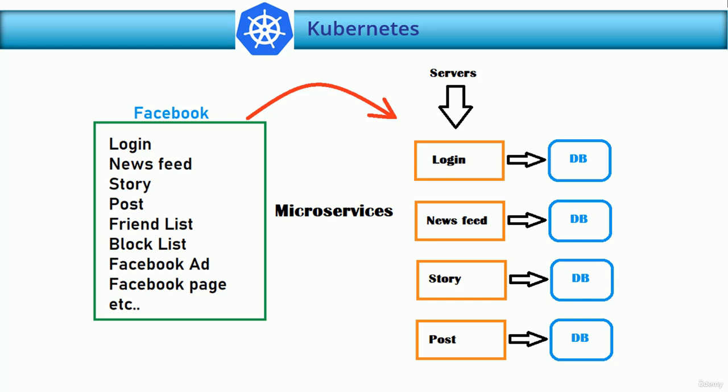Suppose for the post feature of the application, in future the requests increase too much. What you can do is scale up that server, because post is running on a separate server. You can scale up that server, and you can also increase the DB and the storage. So that's a big benefit of introducing microservices. Kubernetes is going to support these microservices, which we are going to understand in the upcoming lectures.